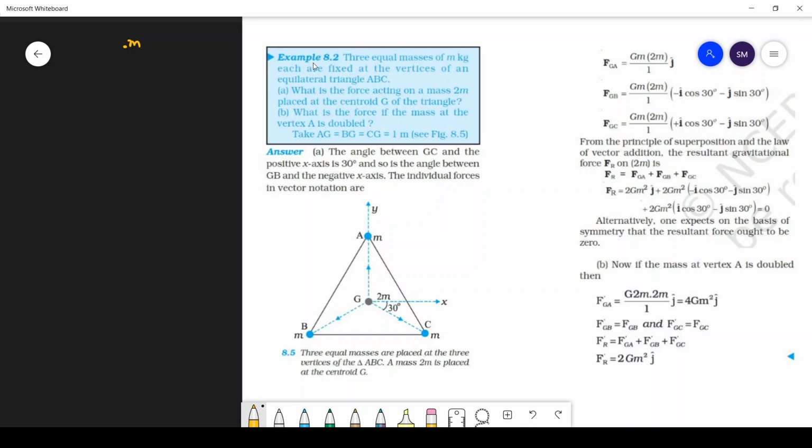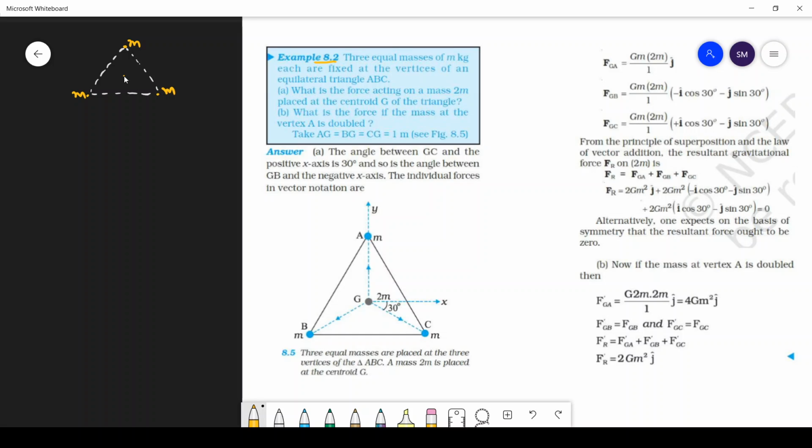So let us do example 8.2 from the NCERT. We have three equal masses which are fixed at the vertices of an equilateral triangle. So we have an equilateral triangle and three masses fixed at the three vertices. Now, what is the force acting on the mass 2m placed at the centroid of the triangle?